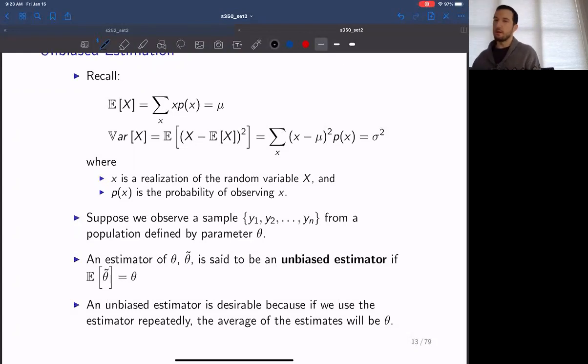All right, so formally, if we have a parameter of interest, in the general case say theta, and then we have some estimator, say theta tilde, we would say that theta tilde is unbiased if its expected value is equal to the true value, or to theta in this case.